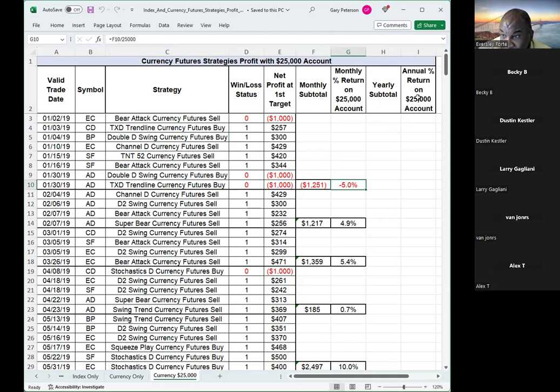This could be a 50 grand account. This could be a 5 grand account. It doesn't change. It doesn't matter. It's percentage return on the account. Always percentage return on the account. This could be a $1 million account. Percentage return on the account.